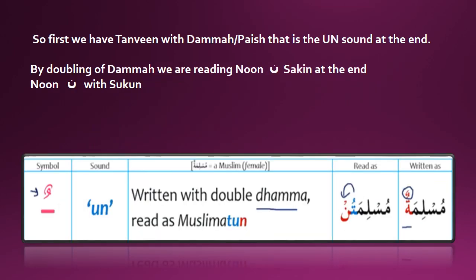So first we have Tanween with dhamma, pesh, that is un sound at the end. By doubling of the dhamma, we are reading noon sakin at the end, noon with sukoon. You can see over here, muslimatun. At the end there are two dhamma signs, that is known as tanween with dhamma, and when you pronounce it, it appears as noon sakin, muslimatun, un sound at the end.